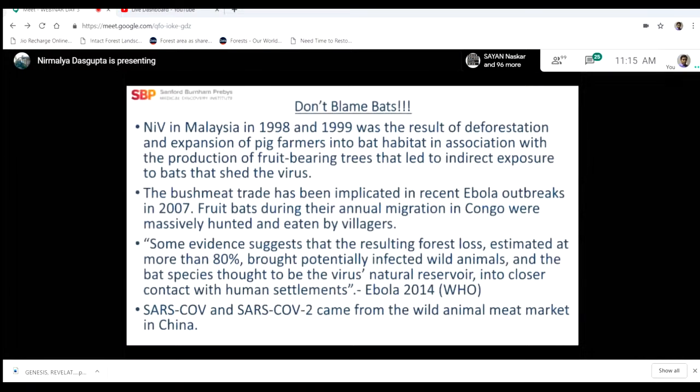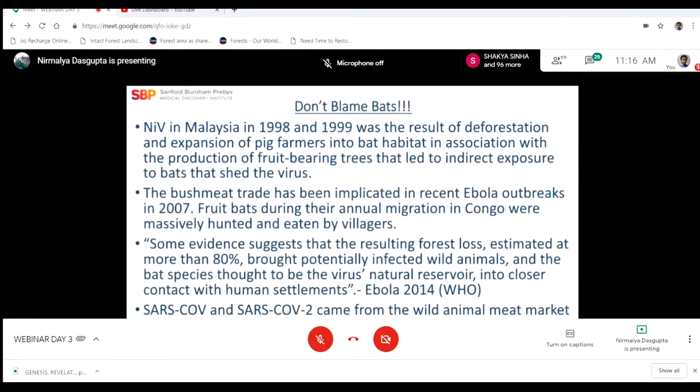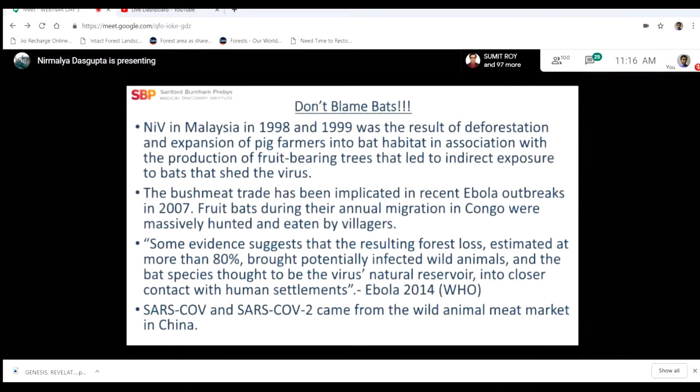And case by case we can prove it, like the virus outbreaks and deforestation. For the Ebola outbreak in 2007, it was because of the hunting of fruit bats during their annual migration in Congo. For the recent Ebola outbreak, some evidence suggested that the resulting forest loss, estimated at more than 80%, brought potentially infected wild animals and the bat species, thought to be the virus's natural reservoir, into closer contact with human settlements. And SARS-CoV and SARS-CoV-2 came from the wild animal meat market in China. So in each case, bats are not responsible. Human activities are responsible.